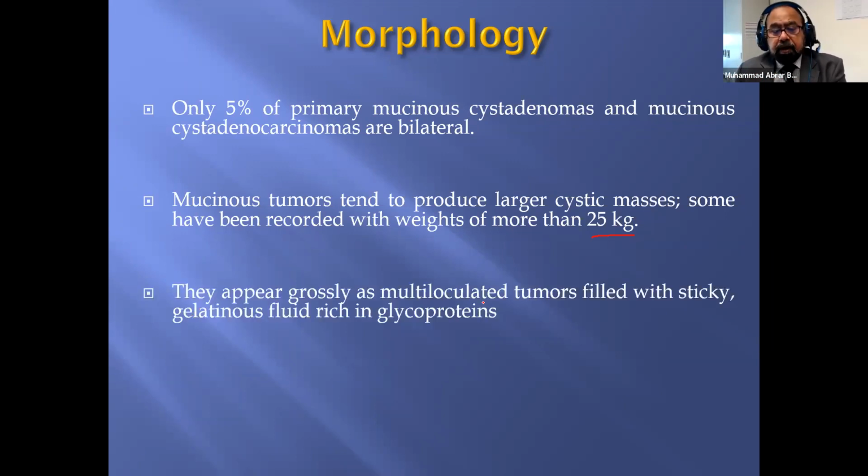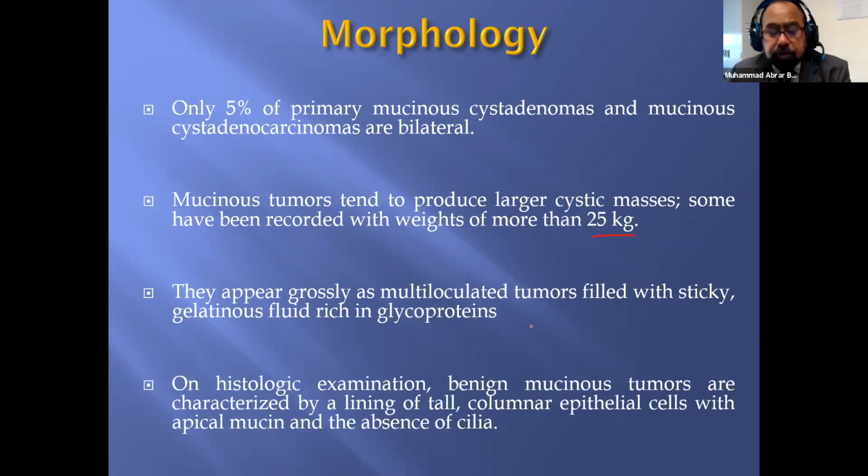They appear grossly as multiloculated, meaning multiple cystic spaces filled with sticky, gelatinous fluid rich in glycoprotein. So there is a sticky material present inside the cyst. That is why they are called mucinous cystadenocarcinoma.